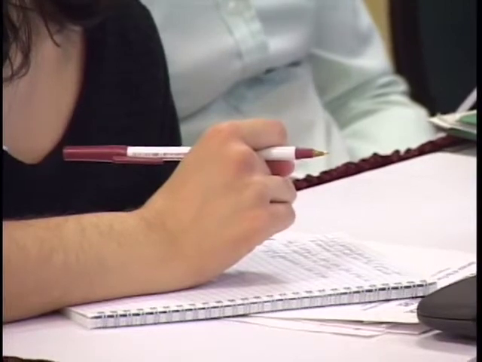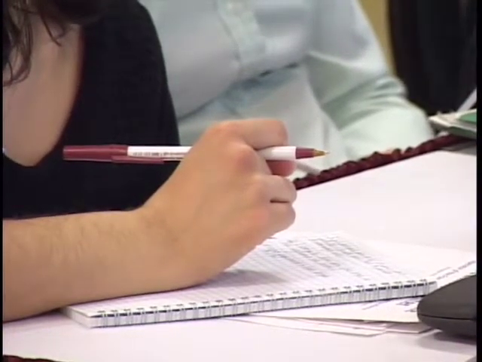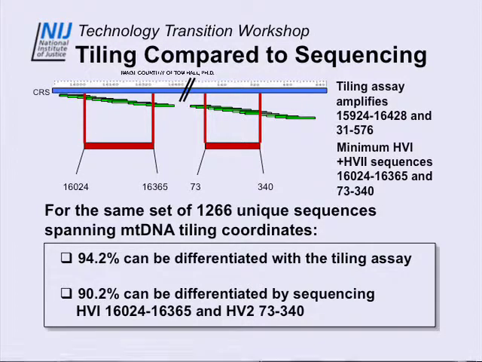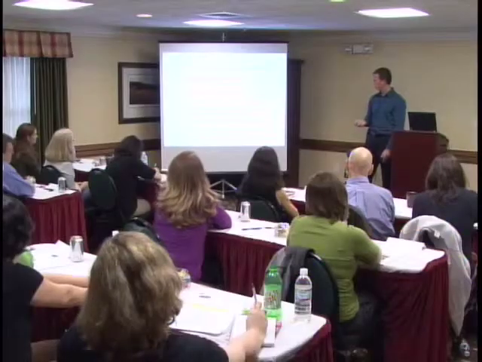We amplify a little more than that, and using just base compositions, we can separate 94% of the sequences that we were looking at, whereas if you sequenced and got the order of the bases in these coordinates, you do 90%. So tiling across the full control region is a little more resolving than sequencing the minimum region. Of course, sequencing the whole region is a little more resolving than tiling the whole region.